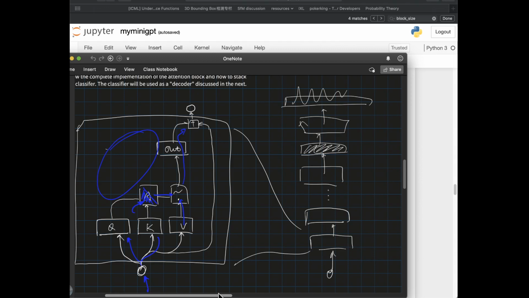Okay, we will now have a look at the entire structure here and the structure here, and how to implement them.